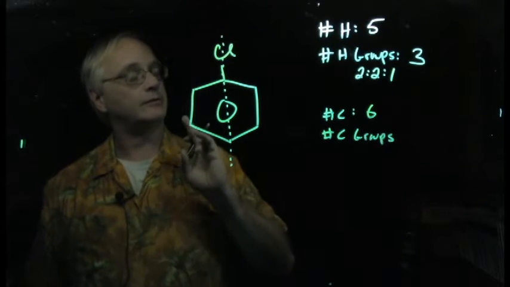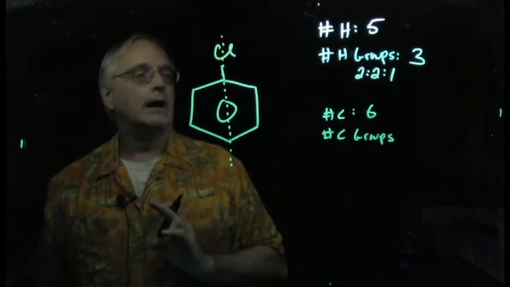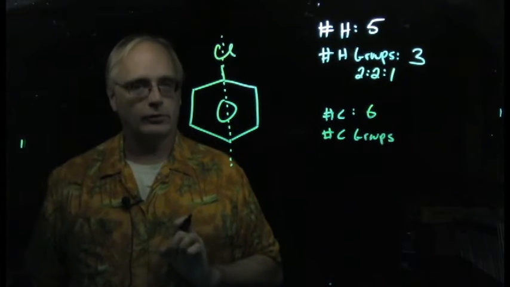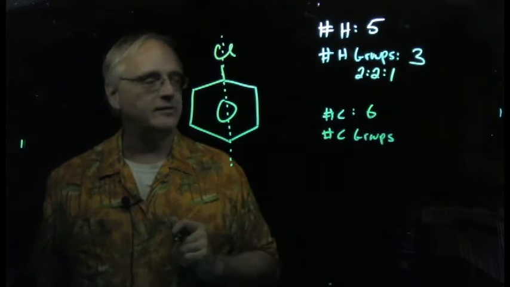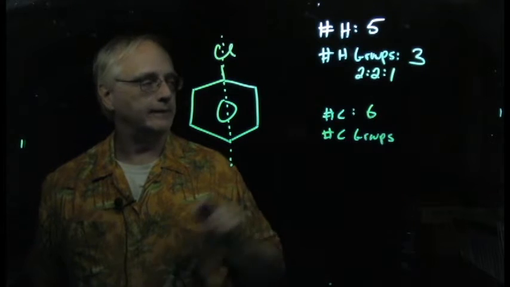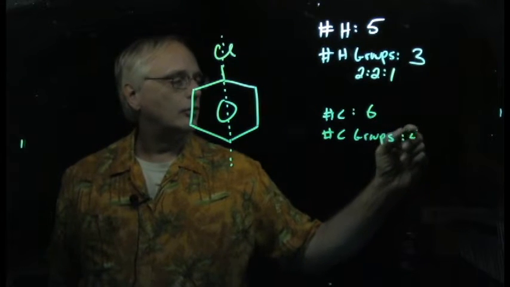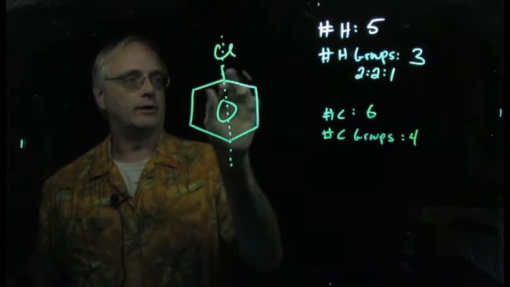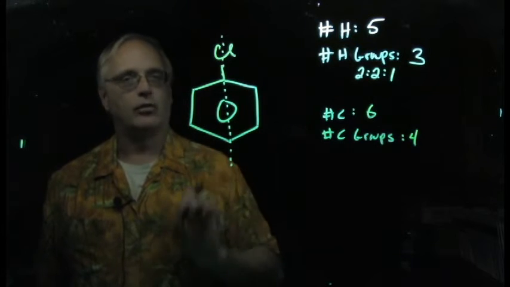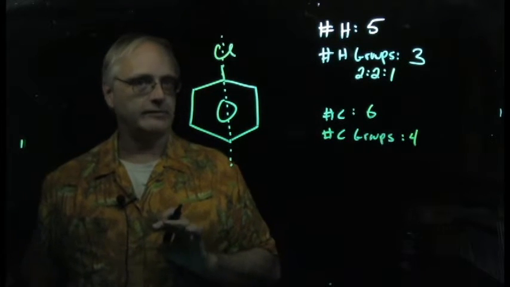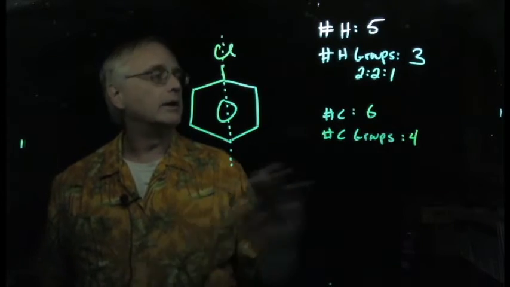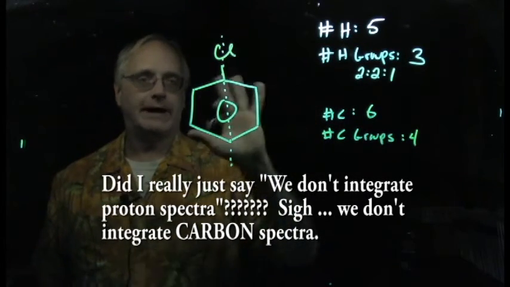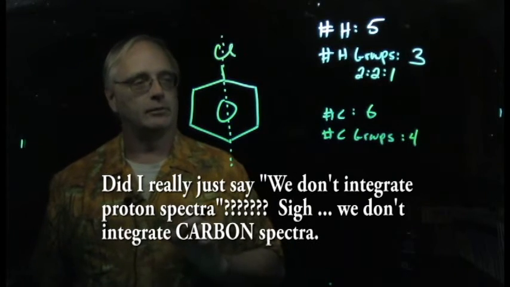A lot of times students, when they're first doing this, will overlook that one. So there is a 4th carbon group in here. Technically, it's called the ipso position, where the substituent attaches to the aromatic ring. So there are 4 carbon groups: 1, 2, 3, 4. Remember, for very good reasons that we aren't going to talk about right now, we don't integrate carbon spectra, so I don't have any integrations for it, but that's how we would analyze this particular molecule.